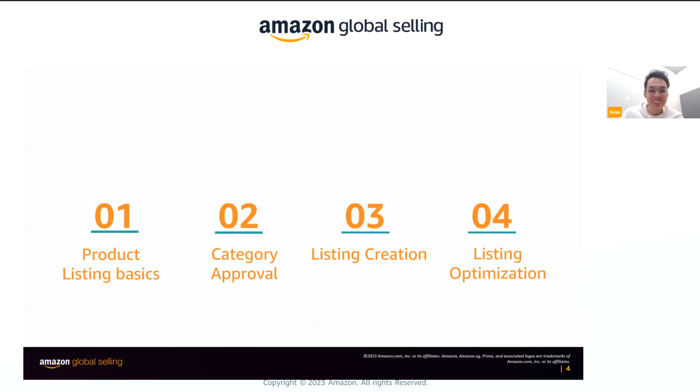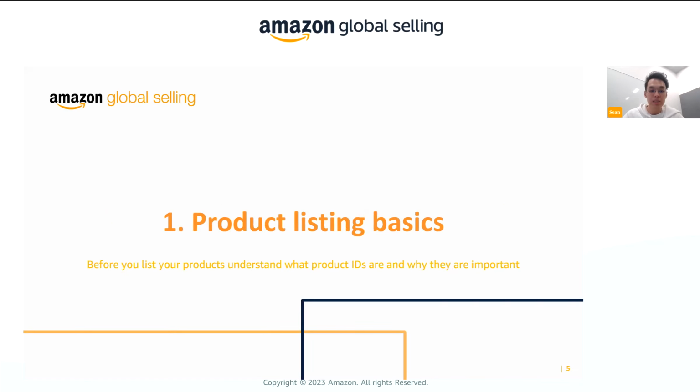These are the 4 things that I'll be covering today: product listing, category approval and listing creation, and listing optimization. Just to note, this will just be a simple guide through the listing itself. For more information, you can scan the QR code to go to Seller University for more in-depth listings and also listing optimization tips. So without further ado, let's start with product listing basics.